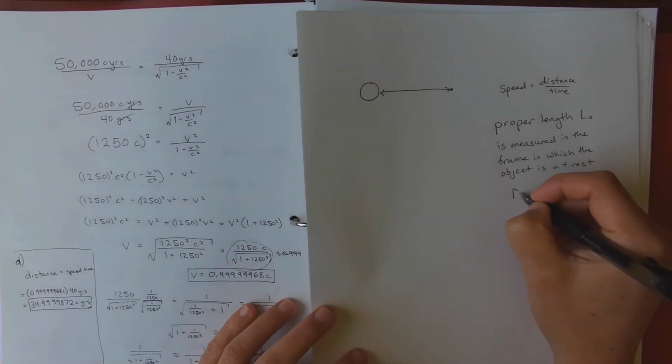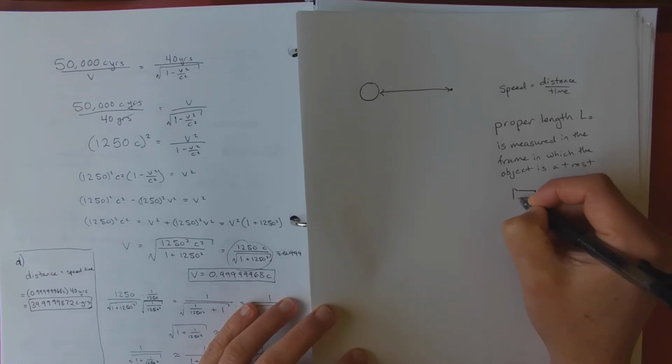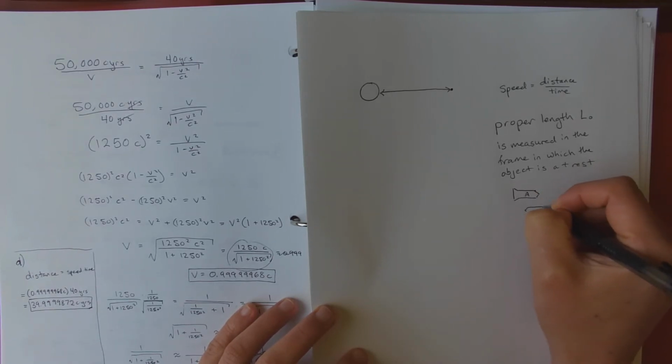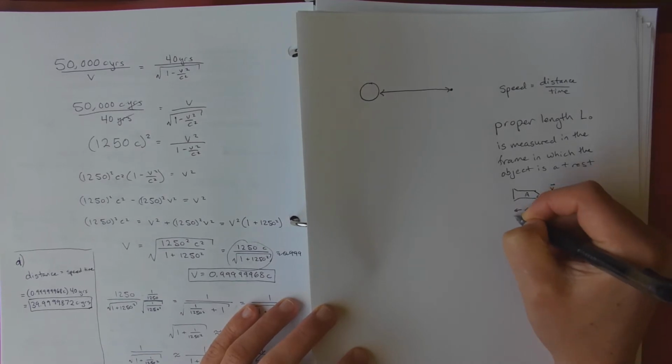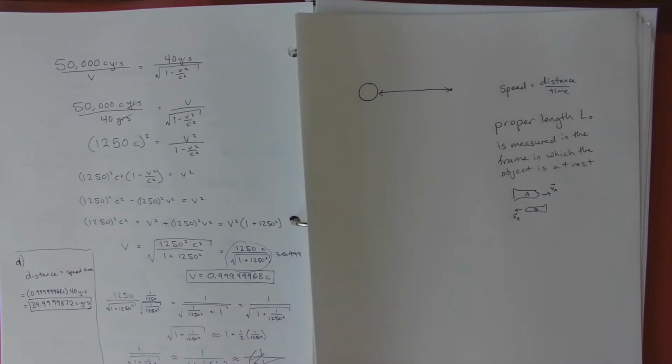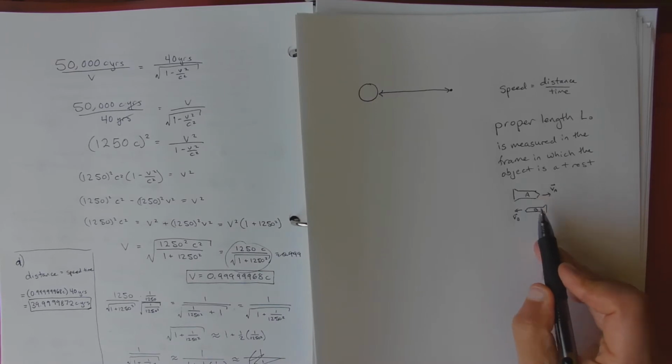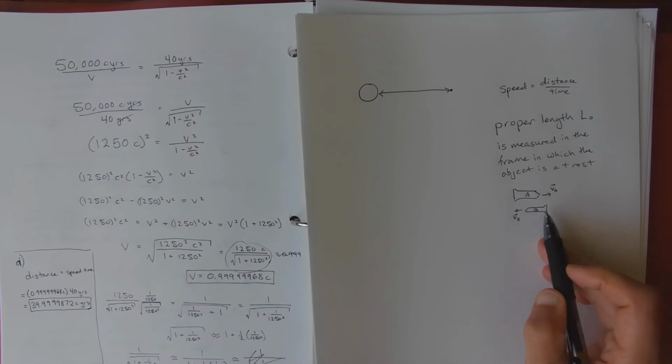So suppose you have two different spaceships here. So we have spaceship A and we have spaceship B. And both spaceships are moving. So we have velocity of A and we have velocity of B. If you want to know the proper length of spaceship A, you have to measure in the reference frame of spaceship A. But if you want to know the proper length of spaceship B, that length has to be measured in the reference frame of spaceship B. So in reference frame A, spaceship A is at rest. In reference frame B, spaceship B is at rest.